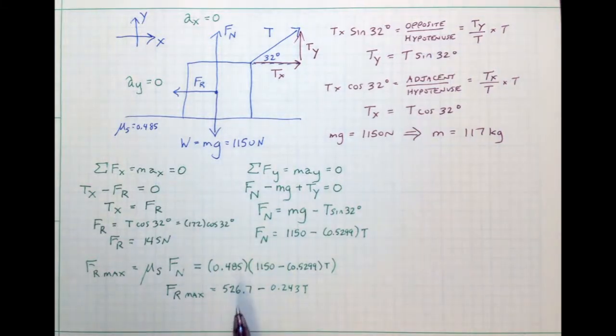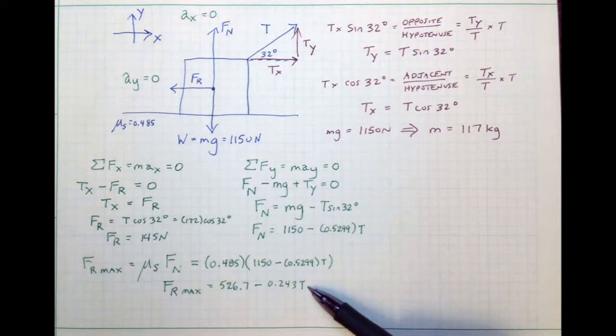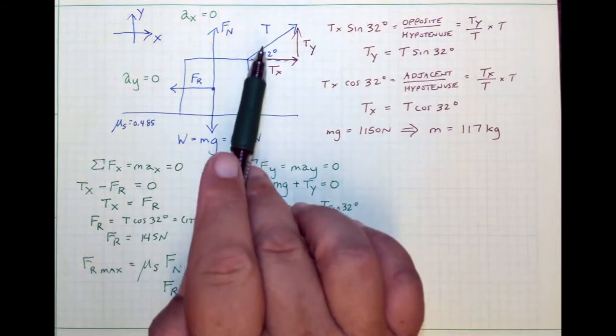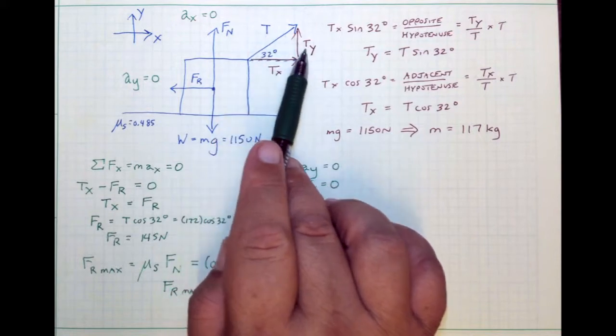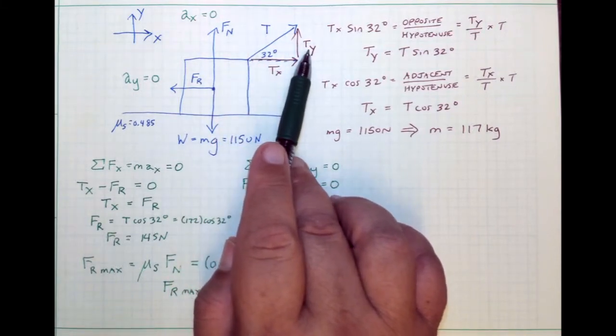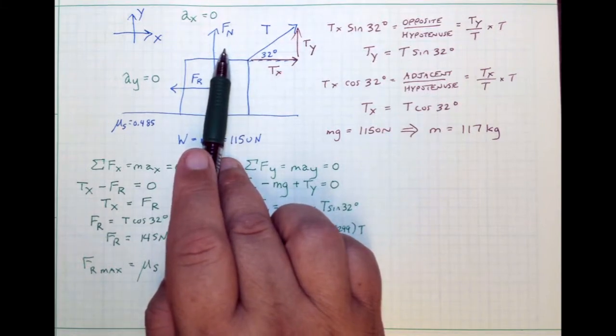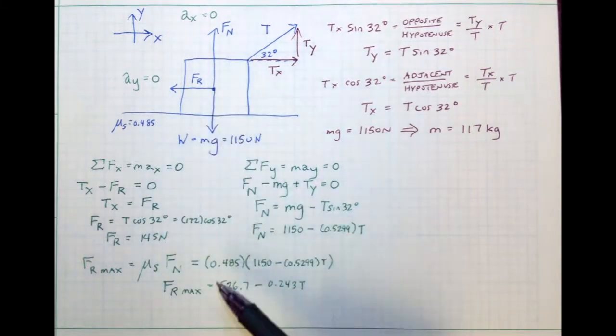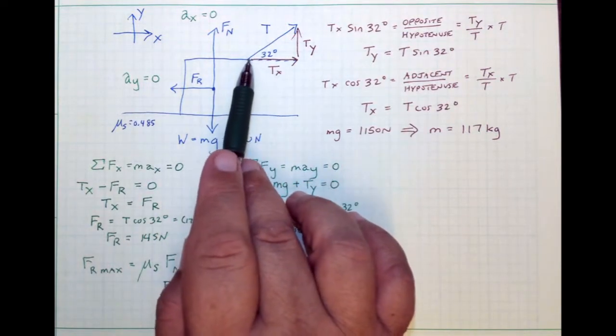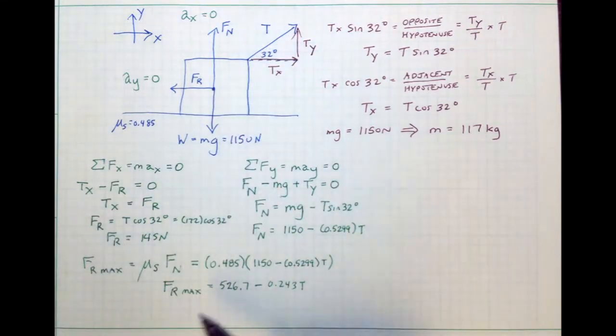So here's an expression for the maximum static friction force that the floor can exert. Notice how it depends on the tension, because the harder we pull, the more upward force we have. The more upward force we have, the less the normal force will be, and the less the normal force will be, the smaller the static friction force will be. Because the tension force here is at an upward angle, the maximum static friction force depends on how hard we are pulling.